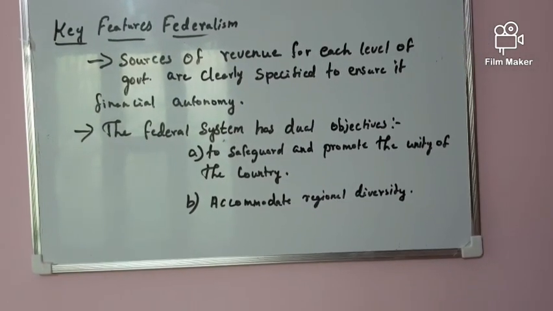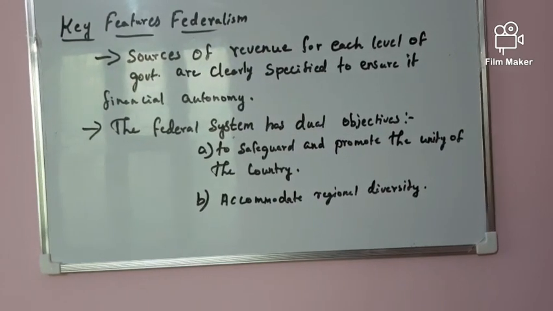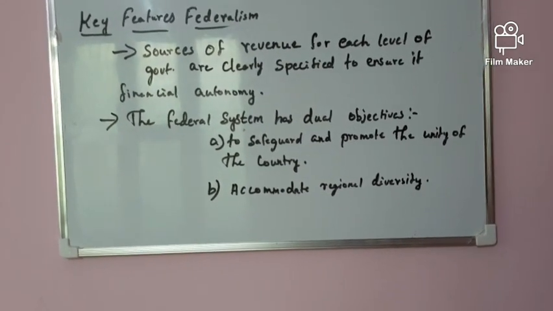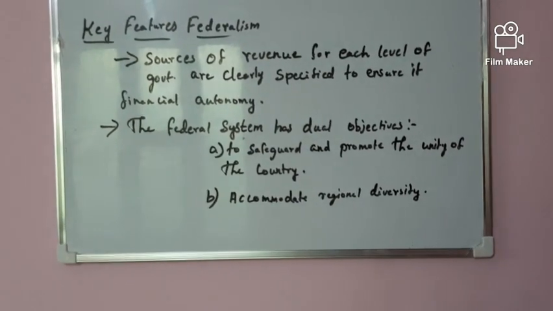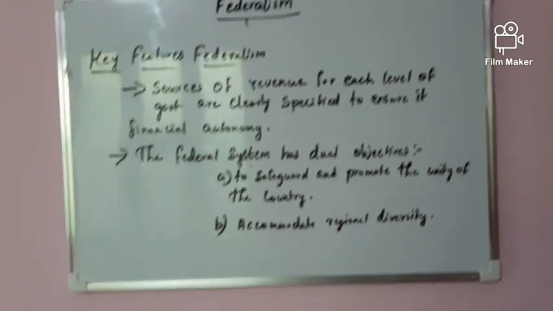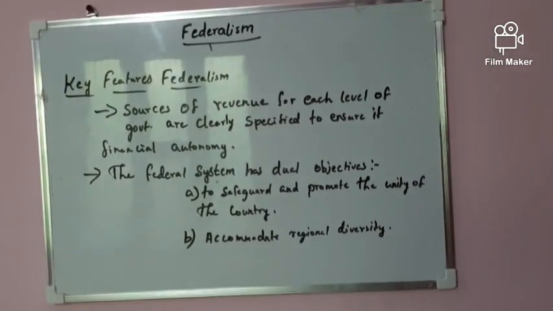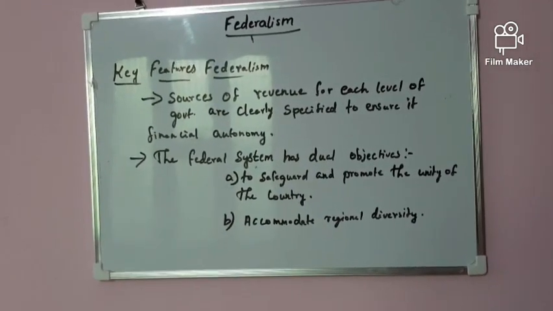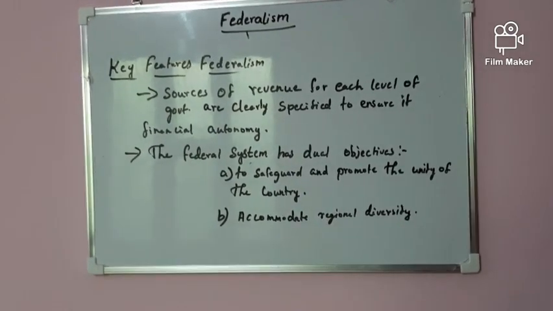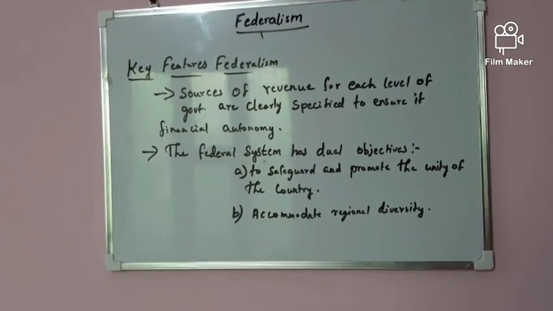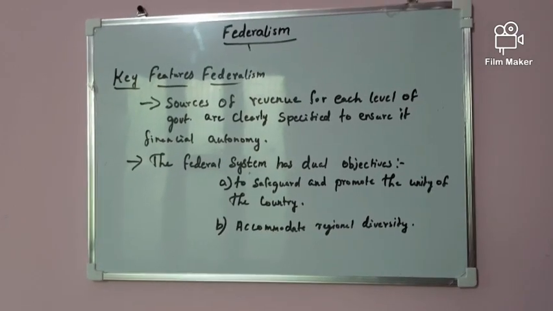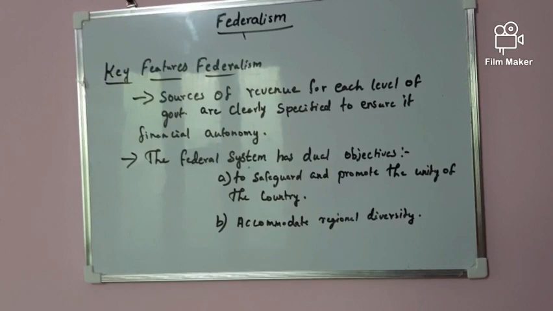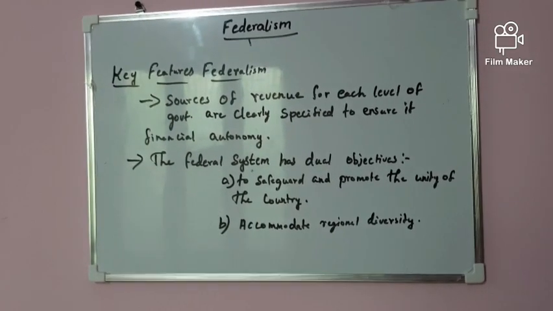Okay, next is that the federal system has dual objectives. One is to safeguard and promote the unity of the country. The other one is to accommodate regional diversity. Regional diversity is nothing but respecting every citizen of the country and their rights, whether it is a man or a woman, a Hindu, a Muslim, or a Christian, we have to respect them. Okay, I hope you understand the key features of federalism.